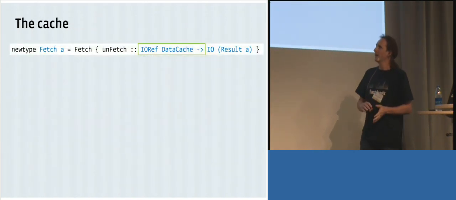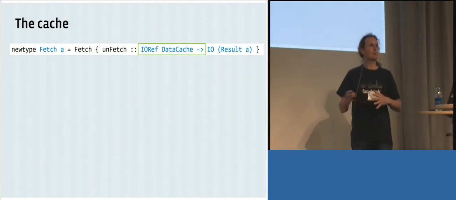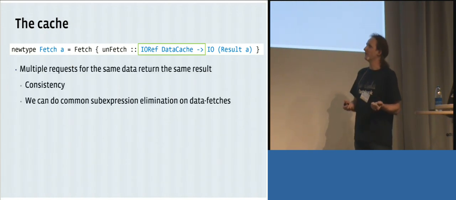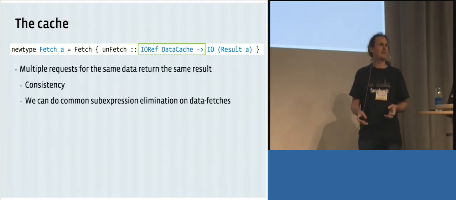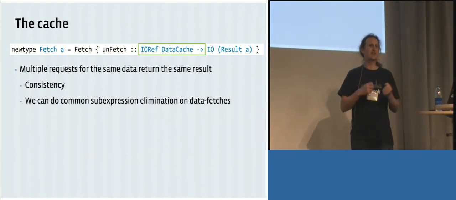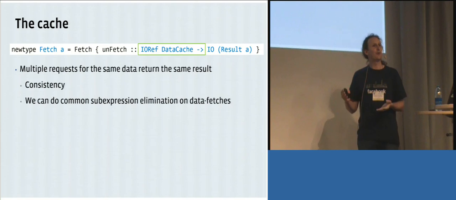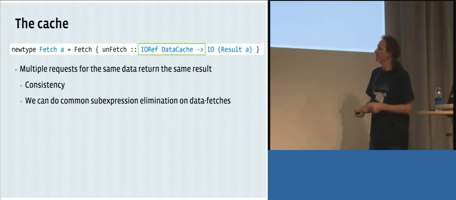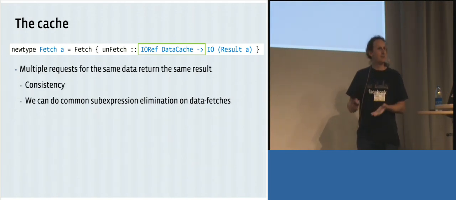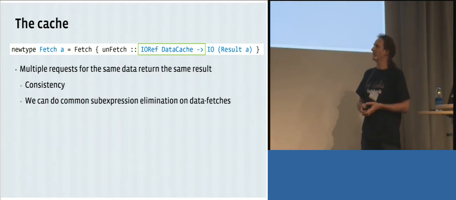I mentioned right at the start of the talk that we want to do caching. If the same piece of data is fetched in multiple parts of the computation, we ought to return the same result. That's useful for consistency. If you're rendering a web page and the data changes behind your back, you really like it that the page is showing consistent information in different parts of the page. So caching helps you do that, and it also helps you avoid fetching data multiple times. All we have to do is pass around a data cache in the monad, and the data cache remembers all the data fetches that we've done and lets you return a result if you've seen it previously.